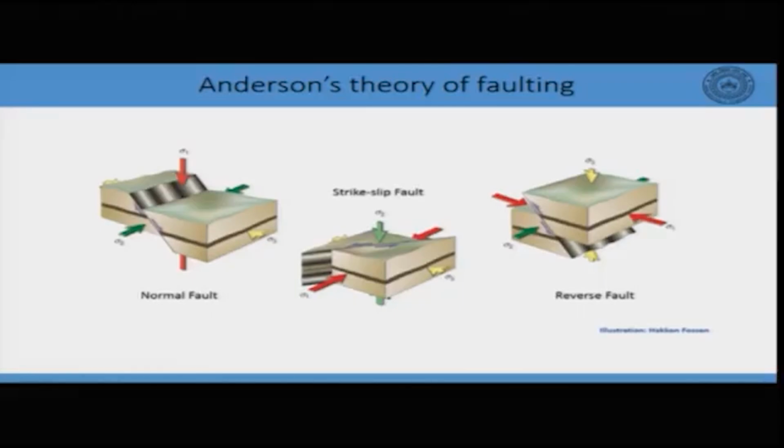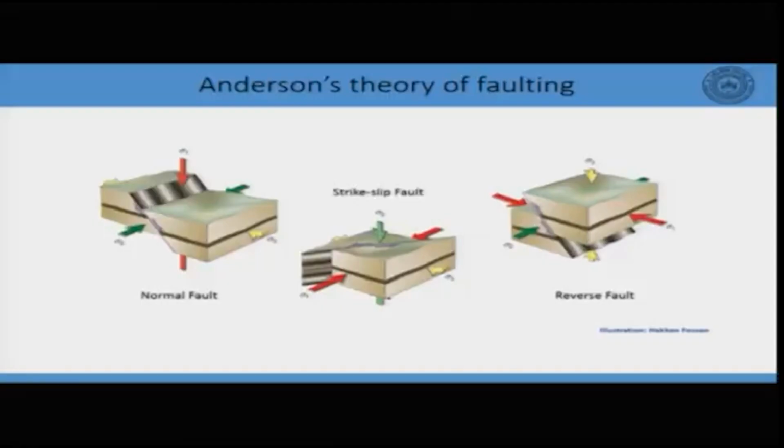Anderson classified faults into three types: normal fault, strike slip fault and reverse fault. The assumption he made to classify the faults is that since there is no shear stress in the air, the air and earth surface interface can be considered a principal plane of stress. Since the earth surface is a principal plane of stress, there will be one vertical stress perpendicular to the earth surface and the other two will be horizontal. Based on the orientation of the principal axes of stress in space, he classified the faults into three types.